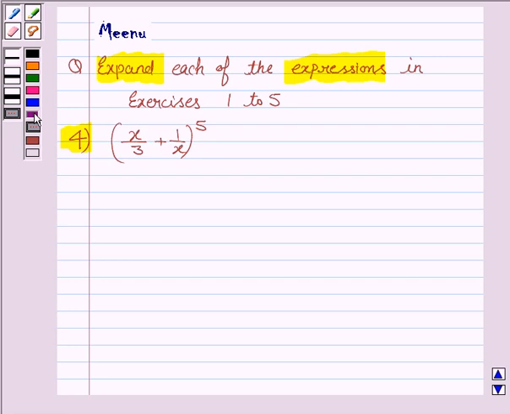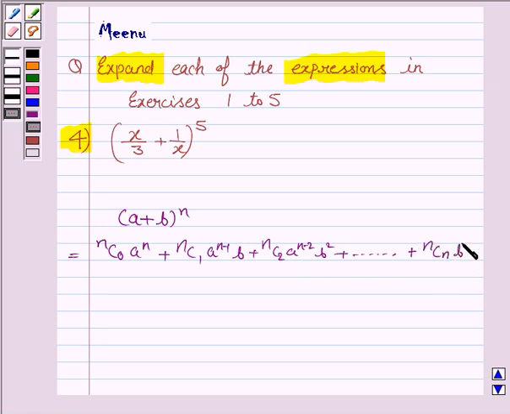To solve this question, we need to know the expansion of (a + b) to the power n. It is equal to nC0 a^n + nC1 a^(n-1) b + nC2 a^(n-2) b^2, and so on, and the last term will be nCn b^n. So this knowledge will work as the key idea.